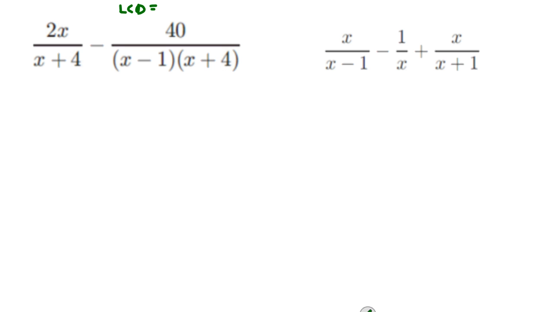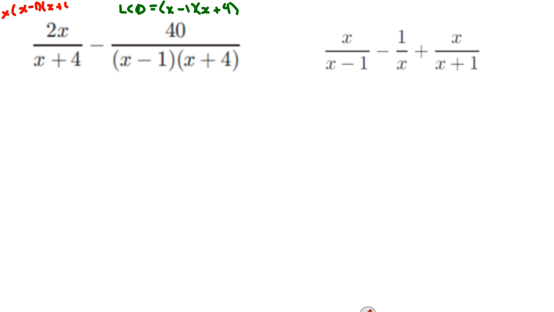So have a think what it would be. That's right, it's just going to be x minus 1 times x plus 4. So the second fraction already has the lowest common denominator as its denominator. So we just need to adjust the first fraction. What do we need to multiply the top and bottom by to make the lowest common denominator the green denominator I put over there? That's right, we're going to times it by x minus 1, x plus 4.